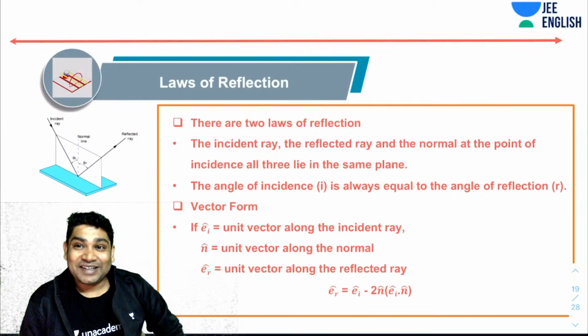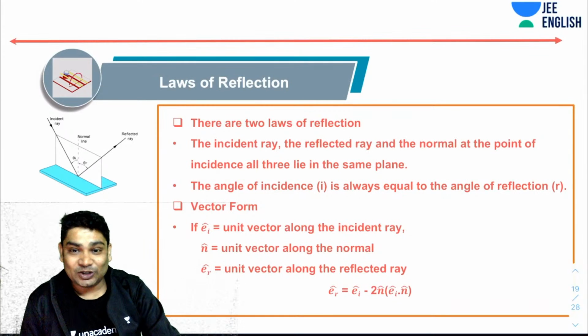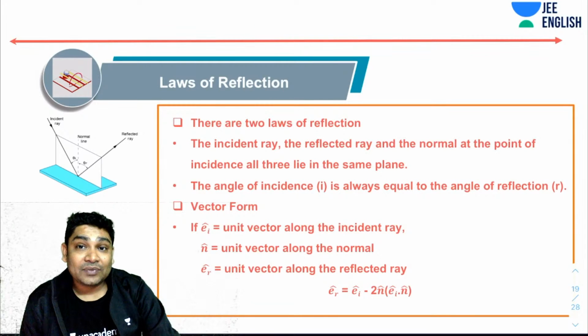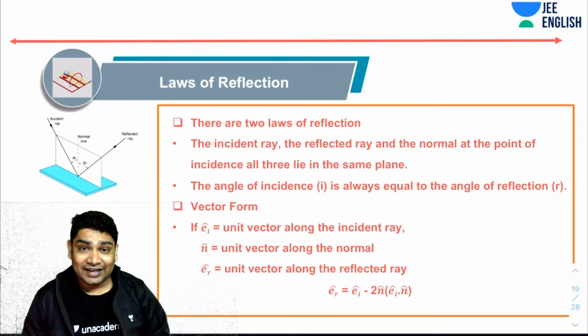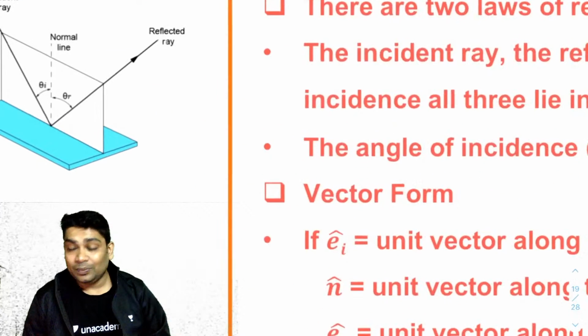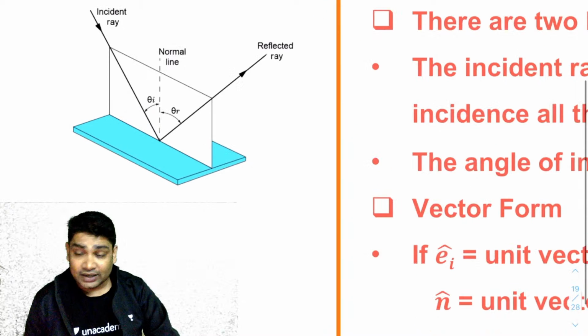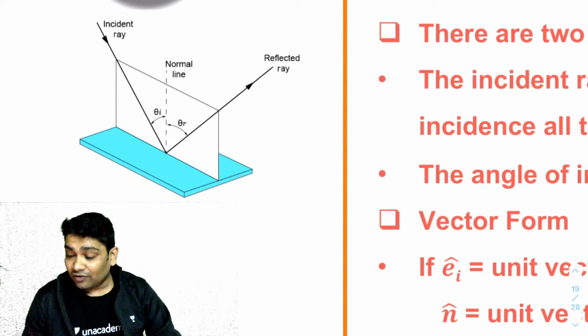Next, now let's finally come to the laws of reflection, which again most of you must be knowing, but still, let's go over those one more time. There are two laws of reflection. First, the incident ray, the reflected ray, and the normal at the point of incidence all lie in the same plane. Here you can see the plane containing all these three. I hope this makes it clear that the normal, the incident ray, and the reflected ray will always lie in the same plane.